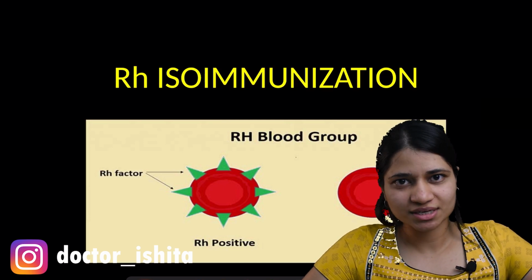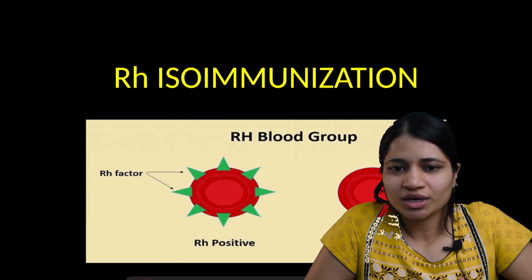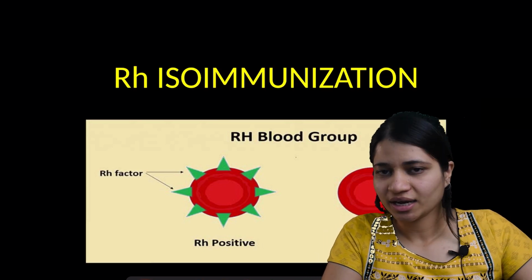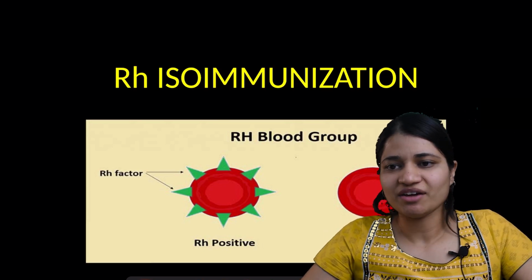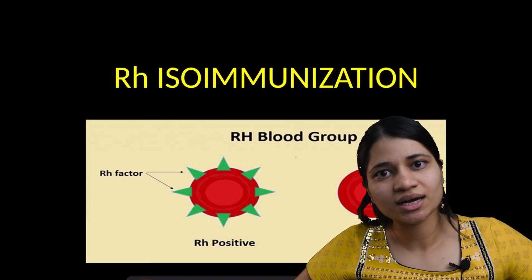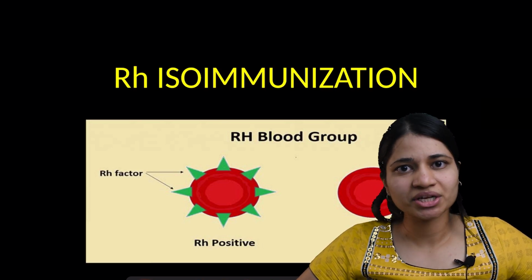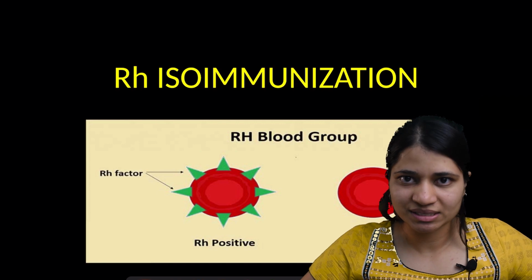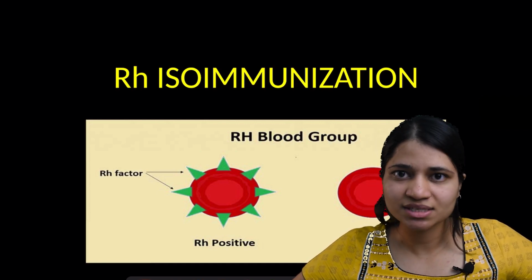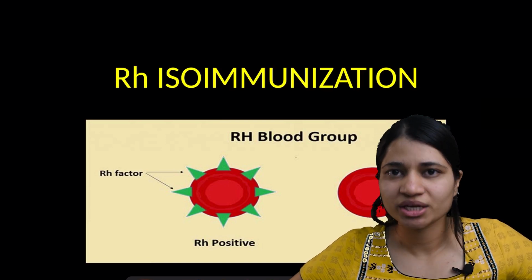Today we are going to discuss the topic of Rh isoimmunized pregnancy. So first of all, let's start with what is Rh isoimmunization. We have an Rh negative mother and an Rh positive baby. Now this mother mounts an immune response against the RBCs of the fetus. These antibodies which are created in the mother's body cross the placenta, go to the fetus and cause hemolysis of the fetal RBCs. This is the basic concept of Rh isoimmunization.